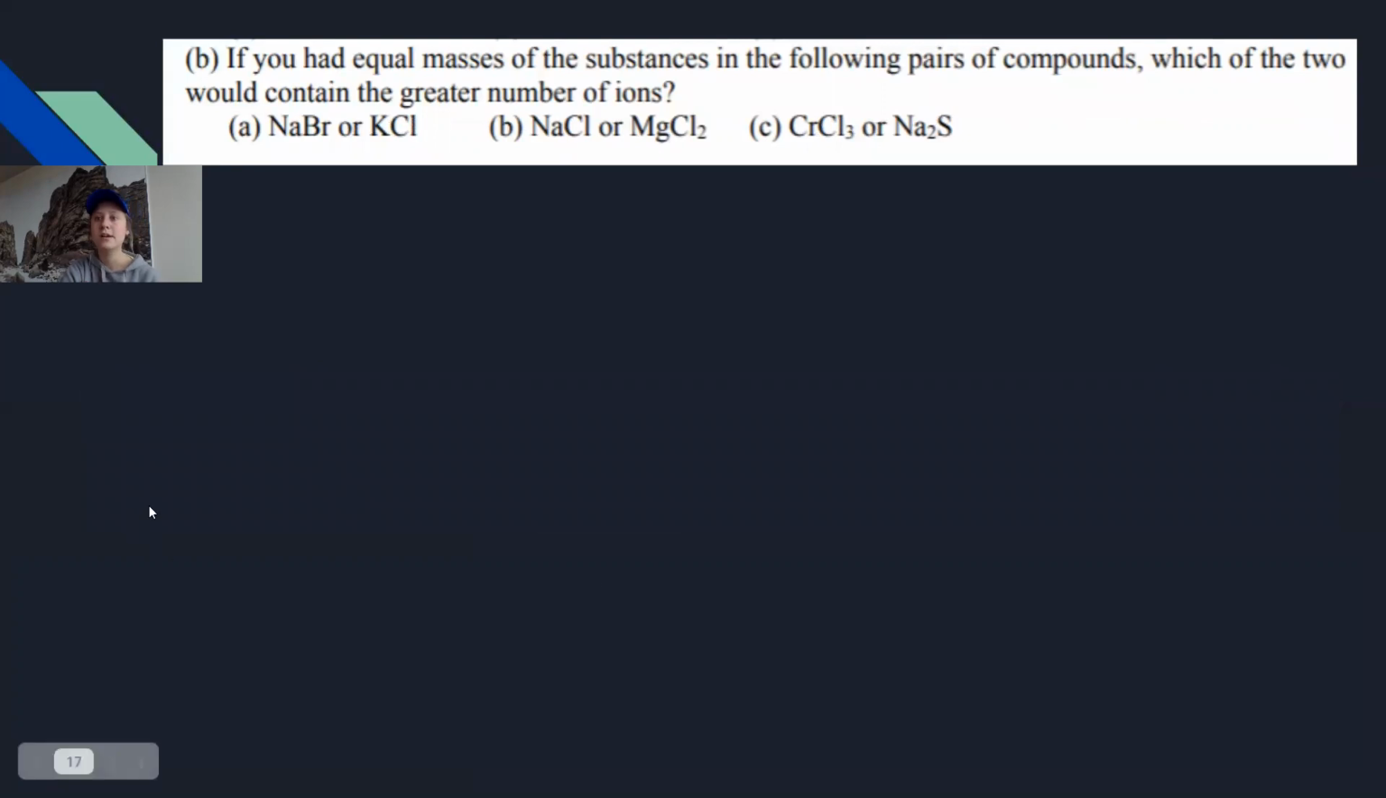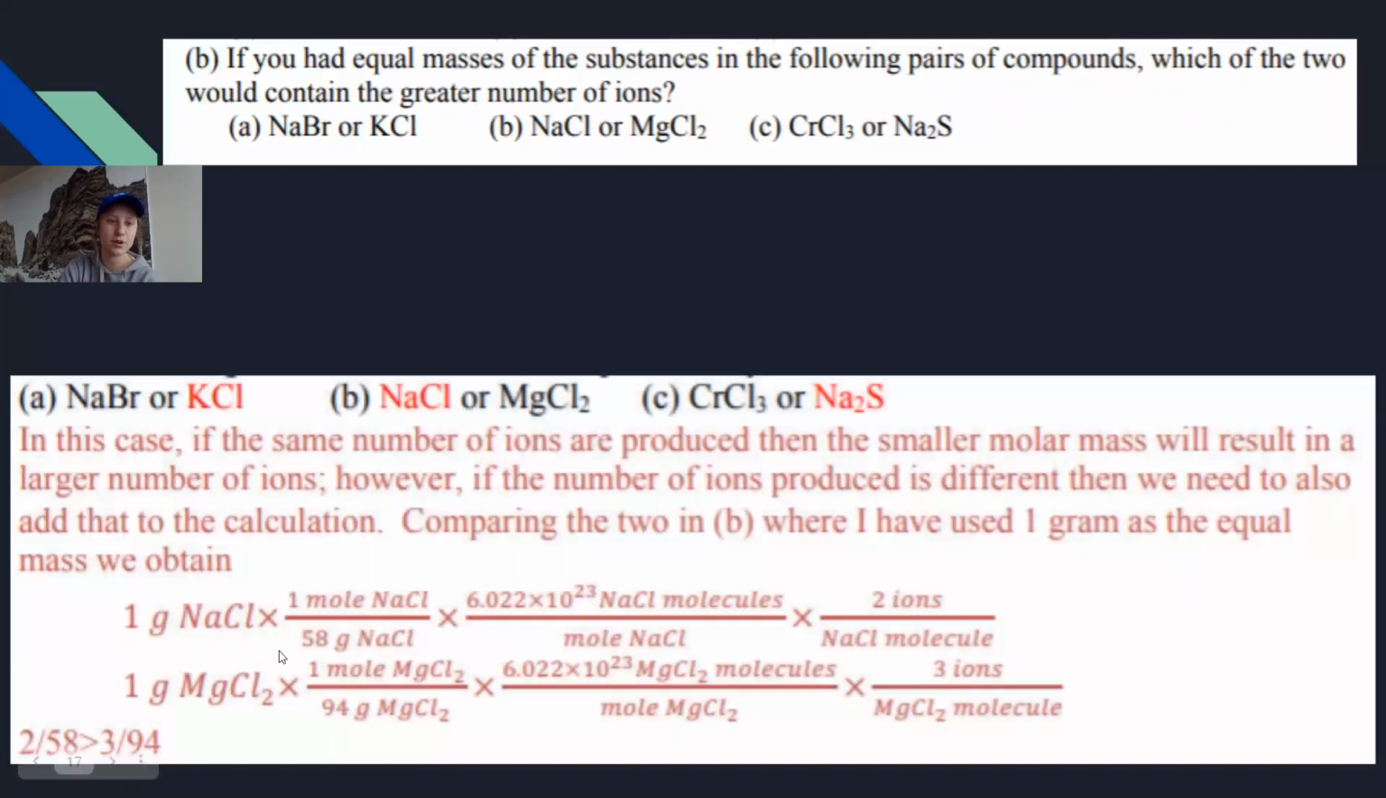And that's just how all of them are. Which of the two would have greater number of ions? Okay. So for this one, it's kind of similar. If the same number of ions are produced, then the smaller molar mass will result in a larger number of ions. Same thing, because you're dividing by a smaller molar mass.